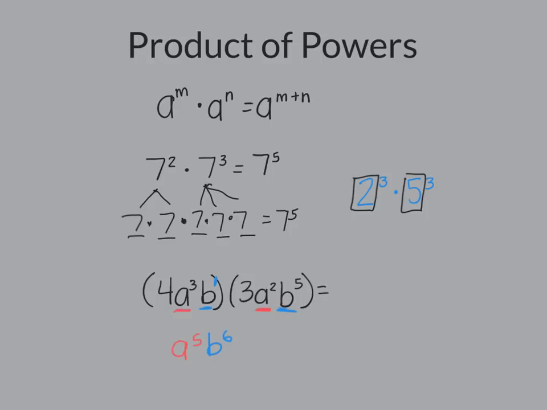And then finally we have 4 and 3. Neither of these are variables and neither of them have an exponent. So it's okay that it's not the same number because we don't have an exponent here. So we can just go ahead and multiply these numbers straight up as they are. 4 times 3 is 12. So that means that the final answer is 12 times a to the power of 5 times b to the power of 6.